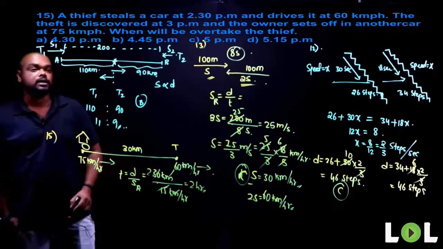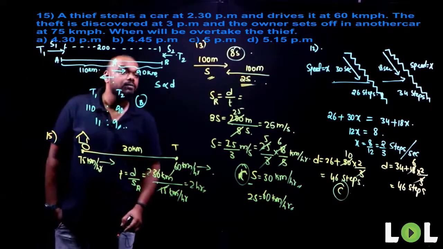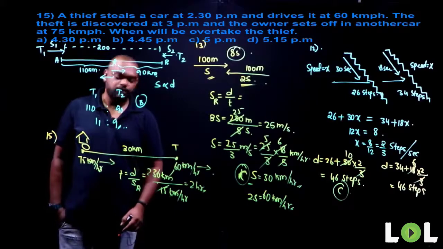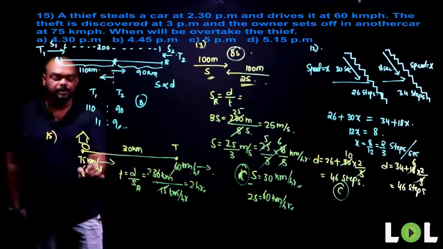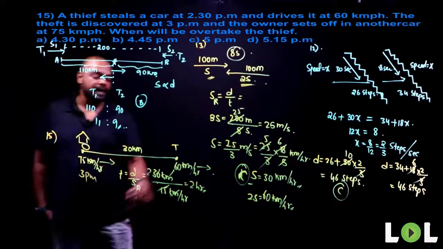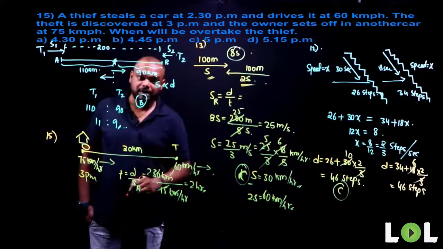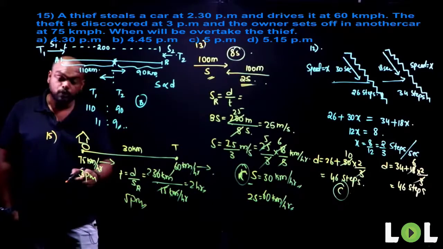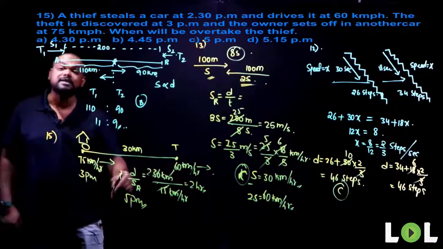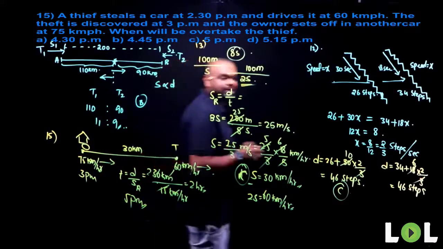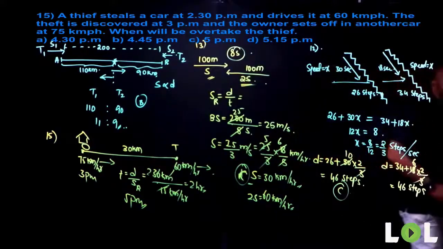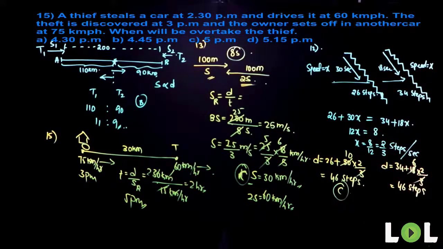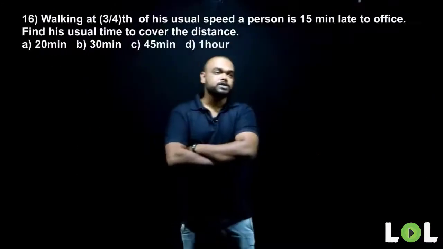Can you show me the question? What is it? When will he overtake the thief? So he started at exactly 3 p.m. and he needed 2 hours to catch the thief. It means he will catch the thief at exactly 5 p.m. From 3 p.m. he needed 2 hours. And that must be my answer. Very simple question. Okay, copy it down, everybody. So what is the next question?